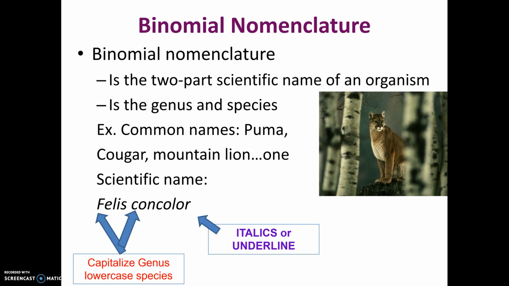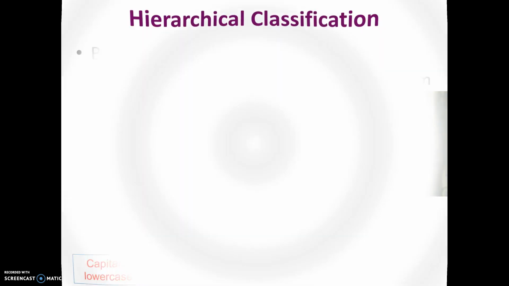So, this is a scientific name. Again, it's the genus and the species of the organism. The genus usually is capitalized, and the species is lowercase. If you see it printed, like on a test, it would be in italics. If you're writing it by hand, you should underline it. That's the appropriate way of writing it.